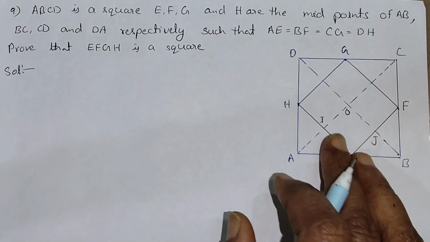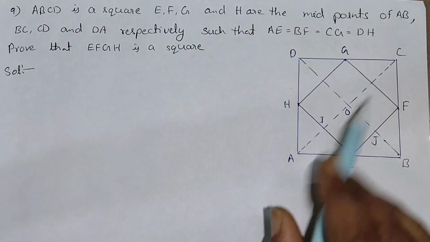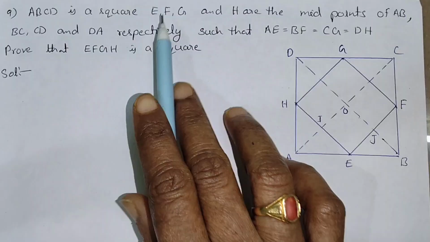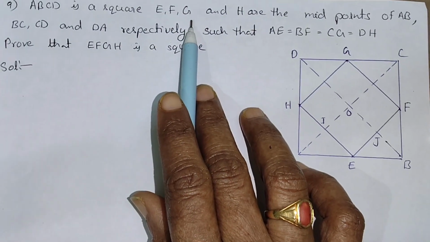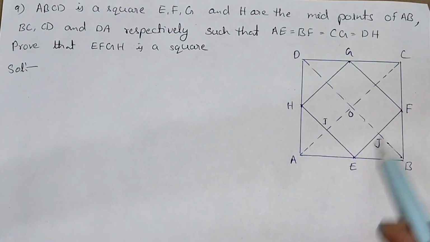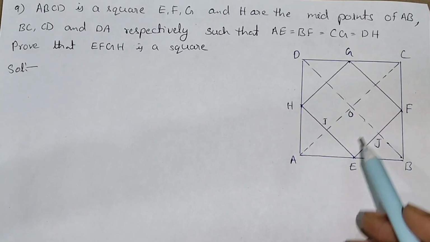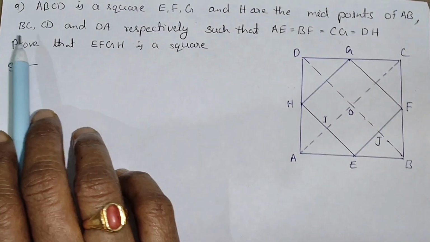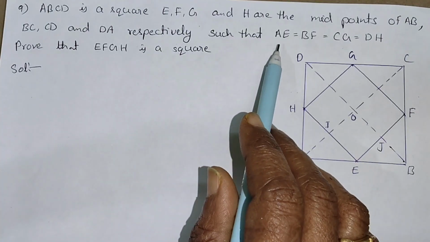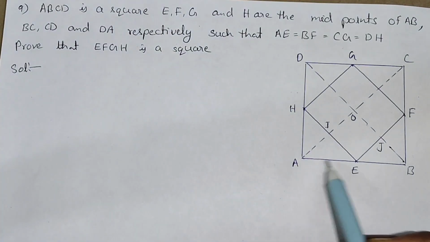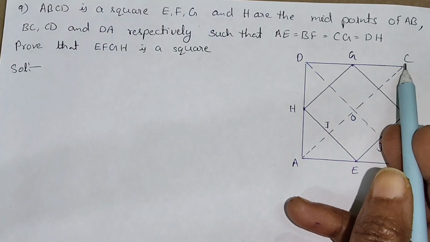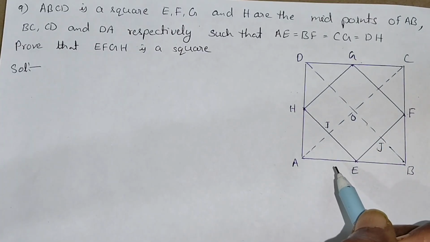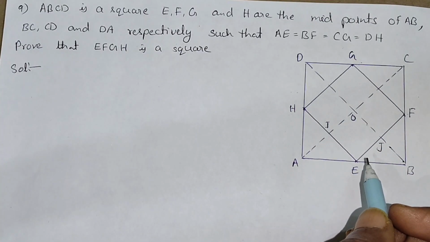Here I have already drawn the diagram. ABCD is a square, meaning four sides are equal. E, F, G, H are the points on these four sides, such that AE equal to BF equal to CG equal to DH. These four lengths are equal. Prove that EFGH is a square.